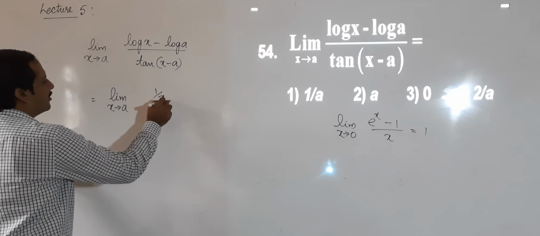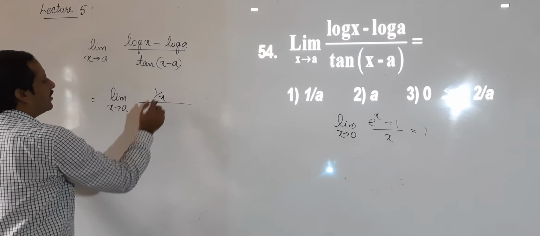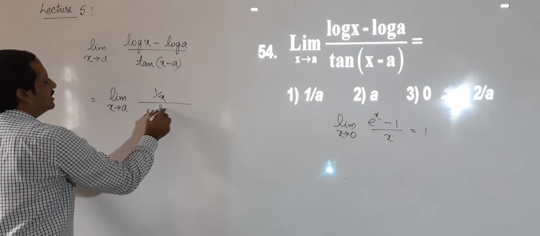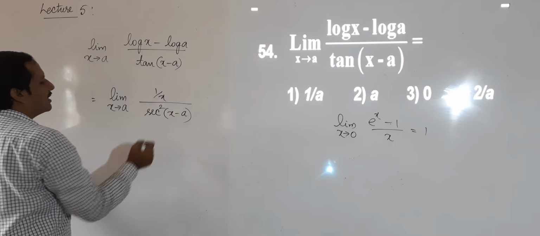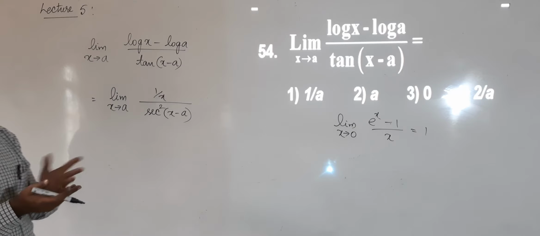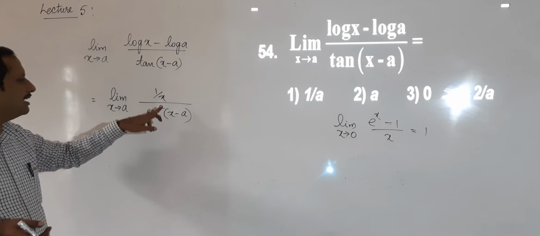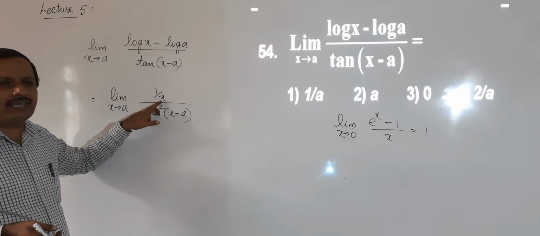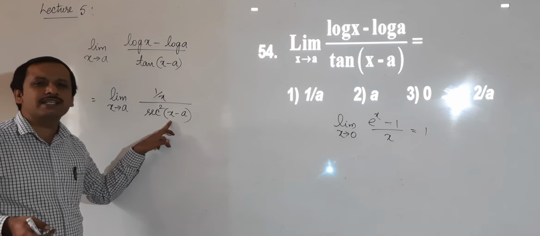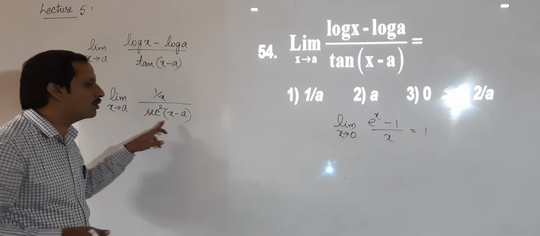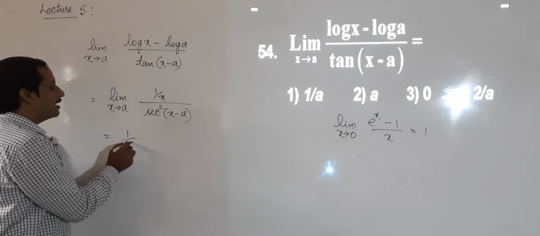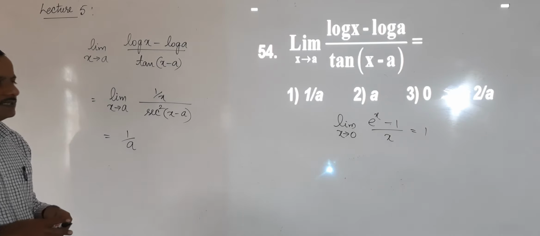Derivative of log x is 1 by x. Derivative of tan of x minus a is secant square x minus a into the derivative of x minus a, which is 1. When I apply the limit as x tends to a, this will be 1 by a here. Here you get secant square 0. Secant square 0 is equal to 1. So the answer is 1 by a, which is the first option.